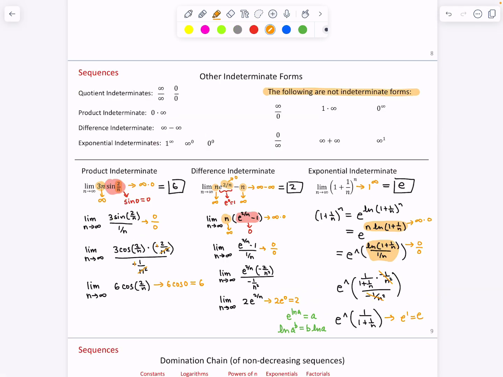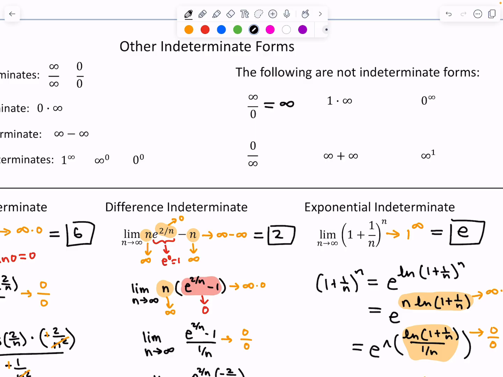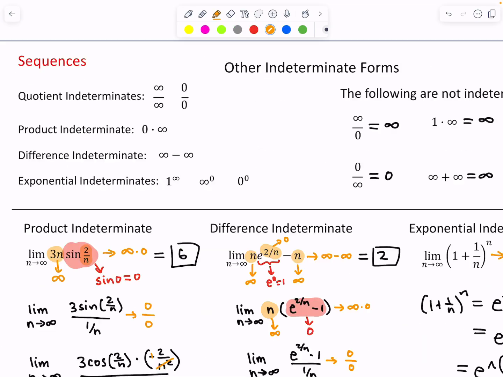Now take note that the following are not indeterminate forms. If ever you have a sequence that's approaching infinity over a 0, this will just be infinite in size, conclusively. Whereas a 0 over infinity will be 0 in size. A 1 times infinity will be infinite in size, and an infinity plus infinity will be infinite in size. And 0 to the infinity will be 0 in size, and infinity to the 1 will be infinity in size. It's these forms that trigger additional analysis. If you get one of these forms, you must find some algebraic way to put that form into one of these two forms so that you can then use L'Hopital's rule.